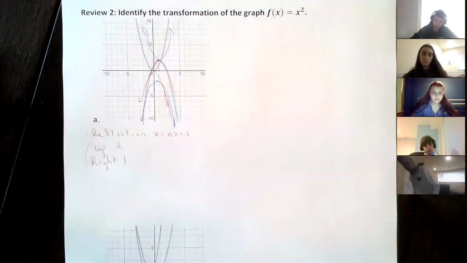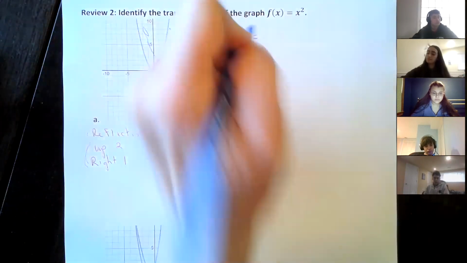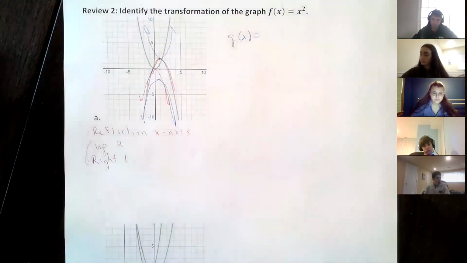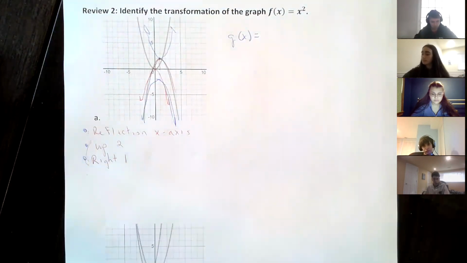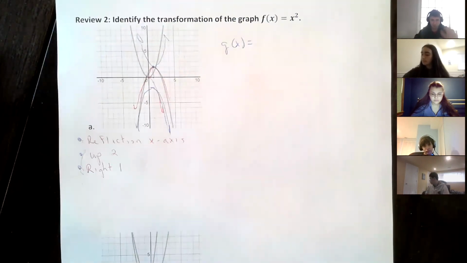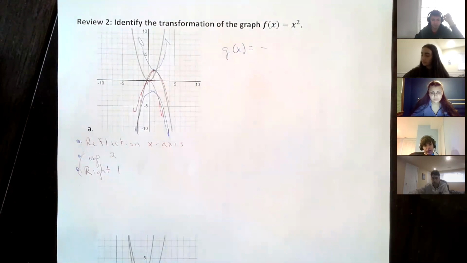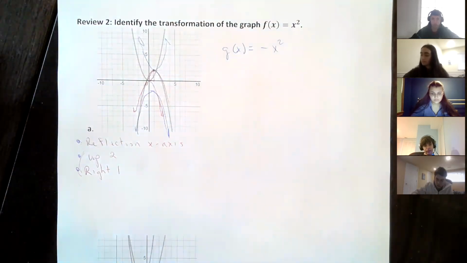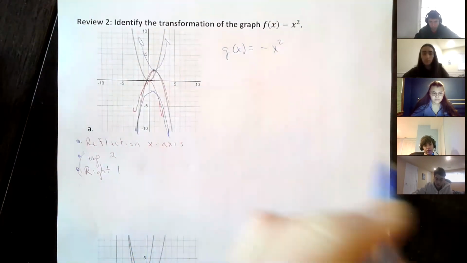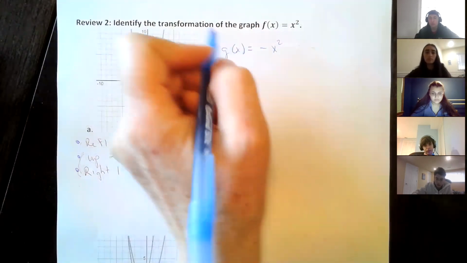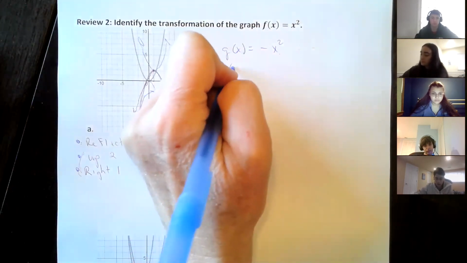So how would I rewrite this function? Could I write an equation for that? Volunteers to write an equation. Isaiah, I haven't heard from you today. Do you think you could write an equation for this new function with a reflection in the x-axis, up 2 and right 1? G of x equals negative x squared. My first step would take us there. I will agree with that. That's your reflection.